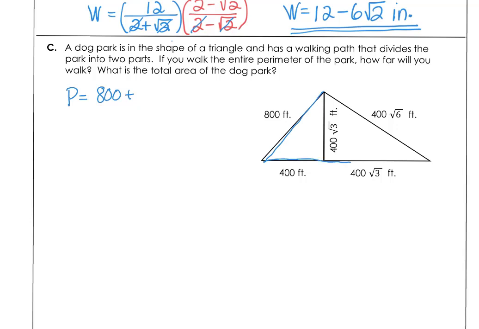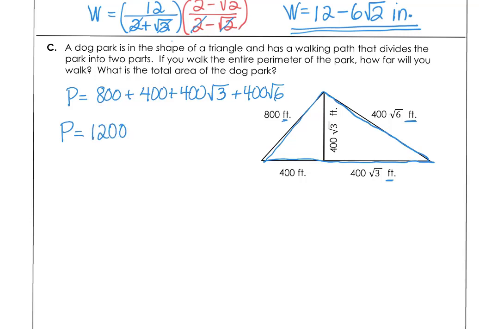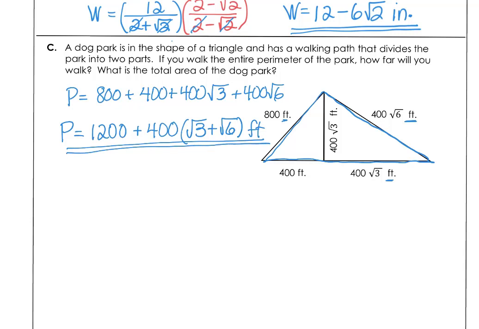800, 400, 400 radical 3, and 400 radical 6. So we want to add those together. 400 radical 3 and 400 radical 6. And each measurement is in feet, you can see here. So the perimeter is 8 plus 4, that's 1200, and then we have 400 in common, radical 3 plus radical 6, and this answer is in feet. And if you wanted to, you could get a calculator and give an estimate. So that's the first part.